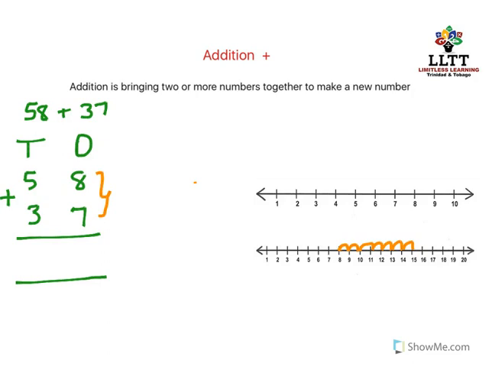But 15 has 2 digits, right? So 8 plus 7 is 15. 15 has 2 digits. 15 is 1 ten and 5 ones. I need to put something in my ones column. So I'm going to put 5. That's 5 ones out of my 15. I'm going to put that in my ones column. And this one that's from 15 is technically 1 ten. So I'm going to add that 1 ten to my tens column.